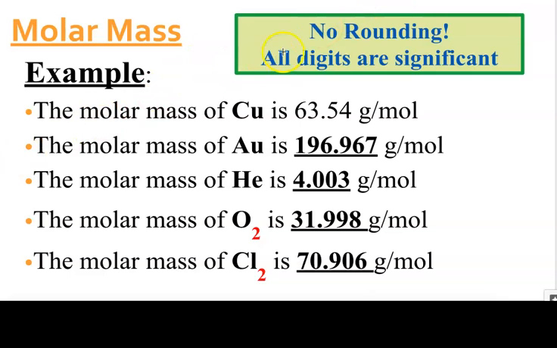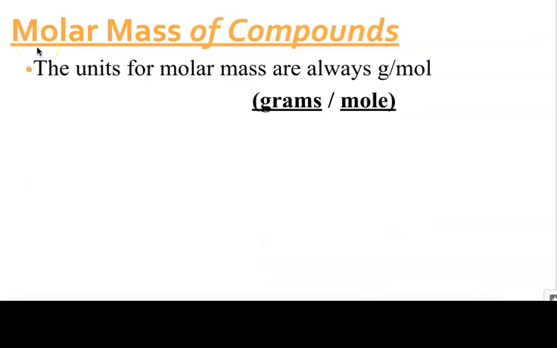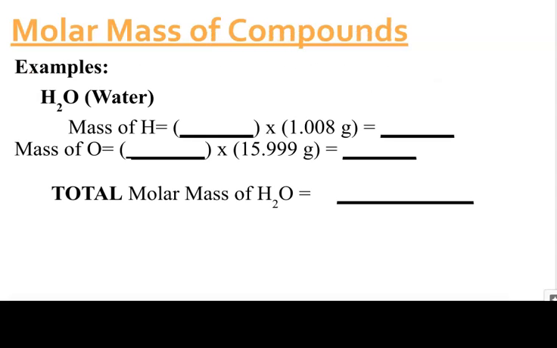I just take the masses from the periodic table, and then I'm going to multiply them by whatever the subscript, the little number is. That's it. It's very simple. Now, to get to the molar mass of compounds, when we're looking at the molar mass of compounds, we're going to use grams per mole, again, for our units, always. Always, always, always. And then let's look at some examples.